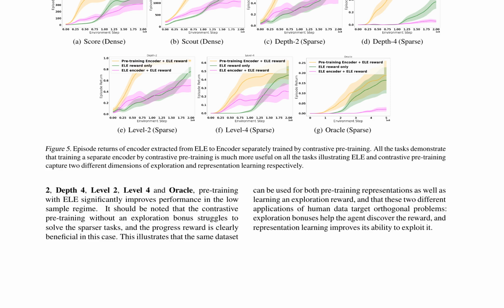Notably, contrastive pre-training without an exploration bonus struggles to solve the sparser tasks, emphasizing the importance of the progress reward. This finding suggests that the same dataset can be used for both pre-training representations and learning an exploration reward, targeting orthogonal problems. Exploration bonuses facilitate discovery of the reward, while representation learning enhances the agent's ability to exploit it.